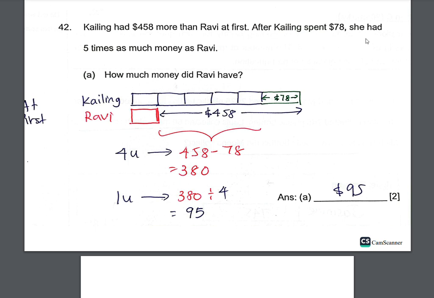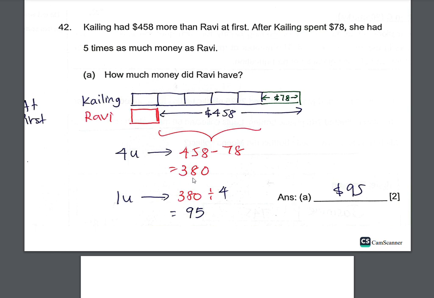I color it in green. She had 5 times as much money as Ravi. Ravi didn't spend. So Ravi is 1 part. Then Kailing will have 5 parts. 1, 2, 3, 4, 5. So to find out this 4 parts, 1, 2, 3, 4, I use 458, subtract away this green color part, which is 78. I'll have 380.